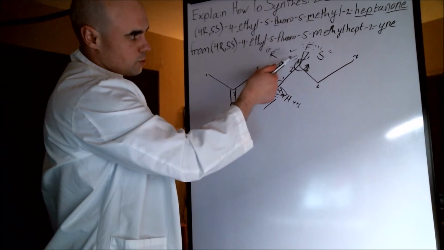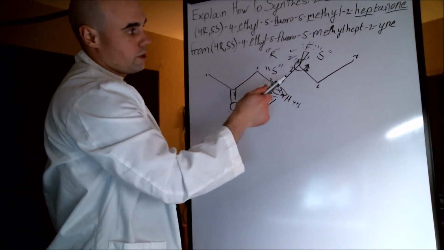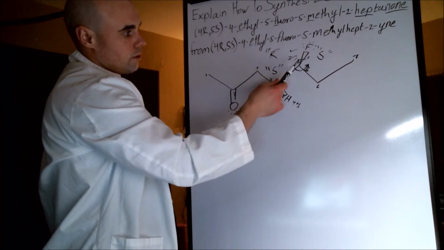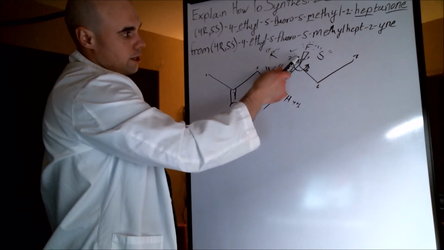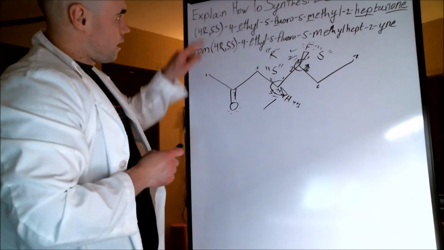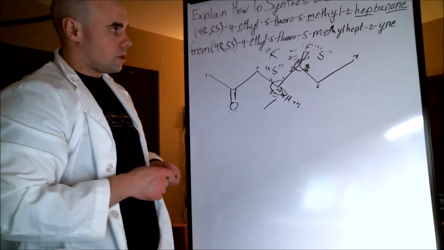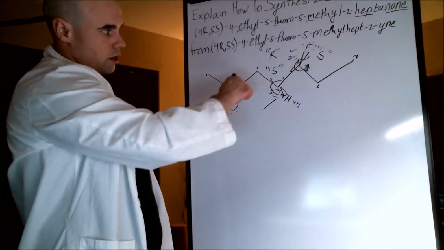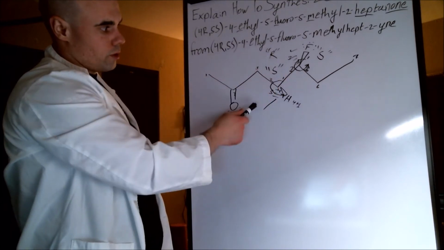Orientation, and because the lowest priority group is in the back, we do not need to flip it, so it is in the right orientation, and that is the right layout of the stereochemistry around that carbon, and that agrees with our 5s here. So that is our product here. This is what we want to achieve.